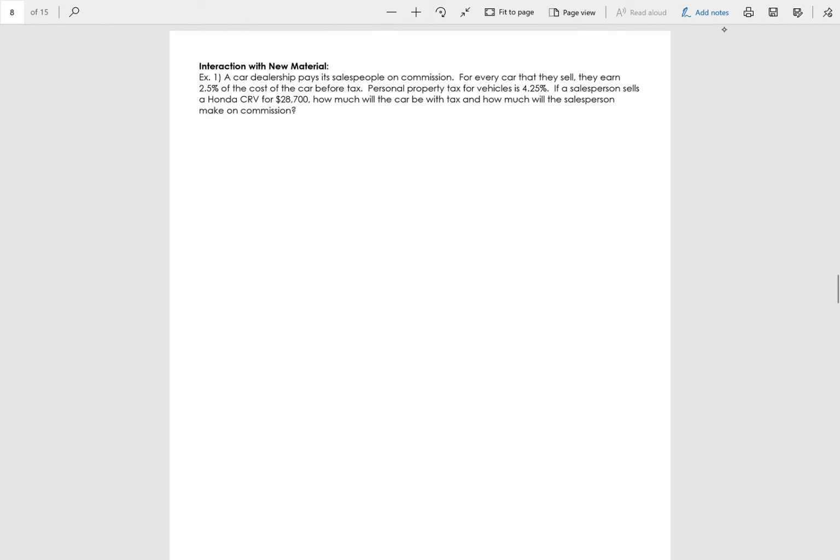In the second sentence, it says for every car they sell, they earn 2.5% of the cost of the car before tax. So if we're trying to find 2.5% of the cost of the car, are we adding or subtracting anything onto it? No, we're just trying to find 2.5% of it. So this is going to be a percent of.